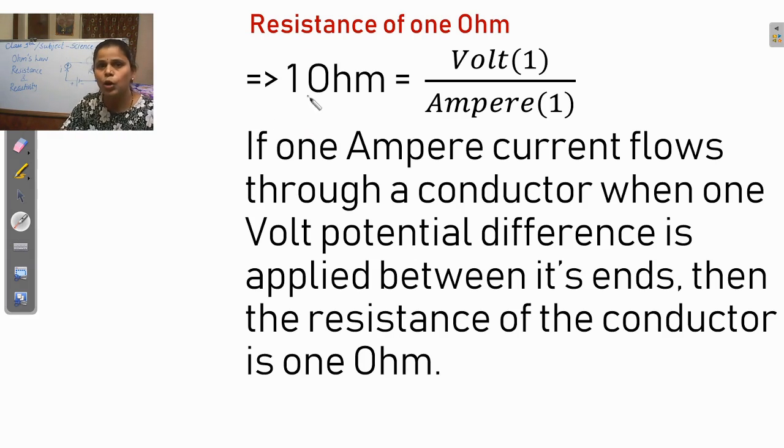Next, resistance of 1 ohm. Students, we have this formula: ohm equals volt upon ampere. So what is 1 ohm? If we put the value of 1 volt and 1 ampere, then 1 upon 1 equals 1. So what will be the definition of 1 ohm? If 1 ampere current flows through this conducting wire when the potential difference between its ends is 1 volt, then the resistance of the conductor is 1 ohm. This was the definition of 1 ohm.